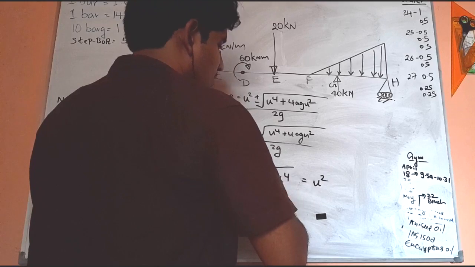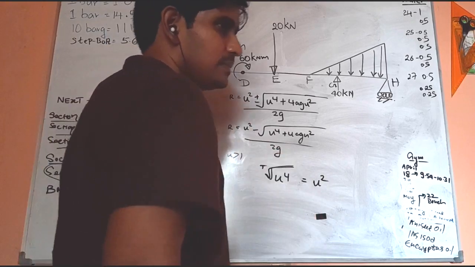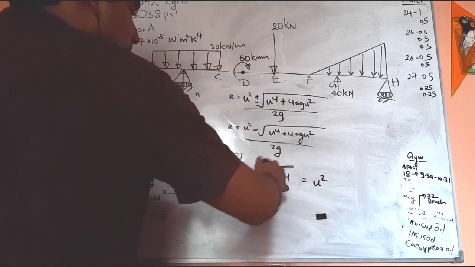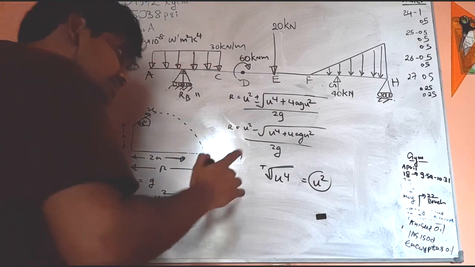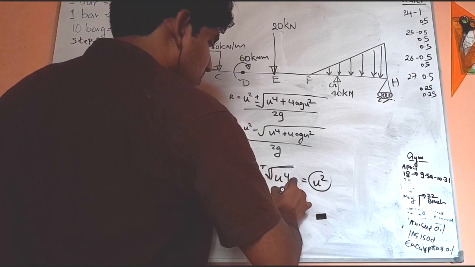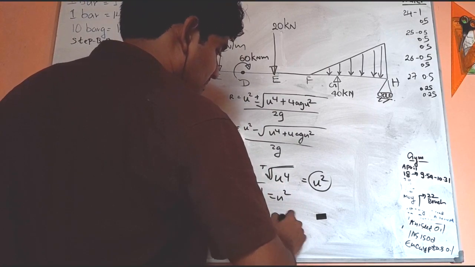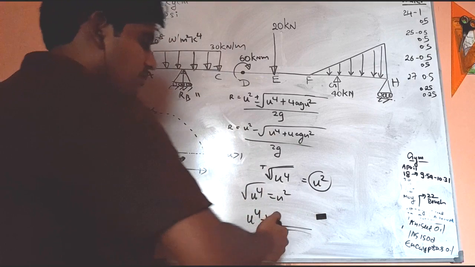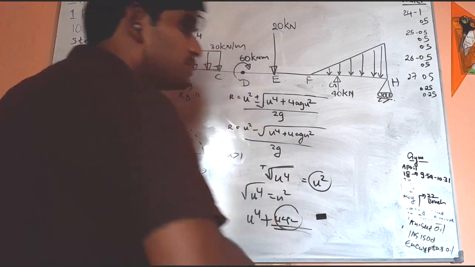If you have something u to the power 4 and you take the square root of that, considering only the positive answer, that is the same as u squared, right? But say you have something like u to the power 4 plus some additional positive thing. What do I mean by that? 4ag u squared is definitely an additional positive thing, right?